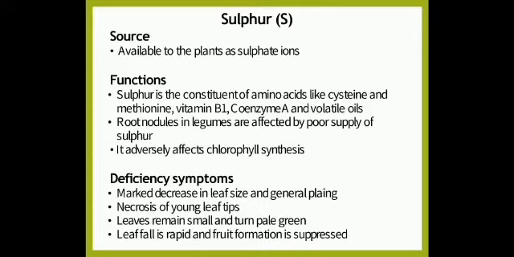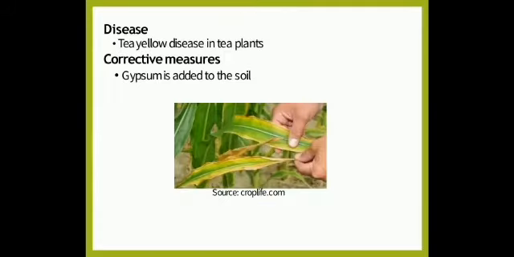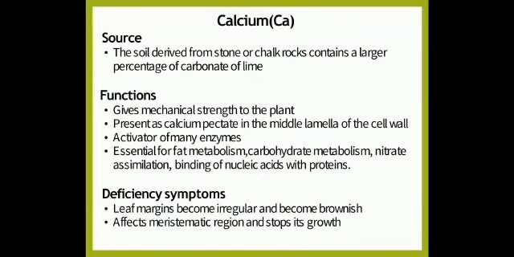Its deficiency results in a marked decrease in leaf size and general paling of the leaves, and necrosis of young leaf tips. Leaves remain small and turn pale green, leaf fall is rapid, and fruit formation is affected. It results in a disease called tea yellow disease in tea plants, and it can be corrected by adding gypsum to the soil. The next element is calcium.